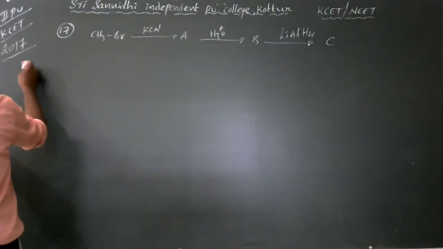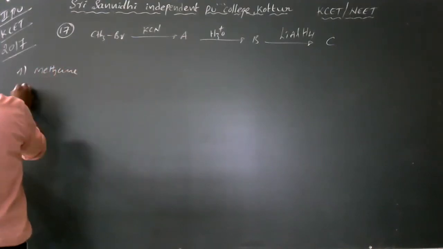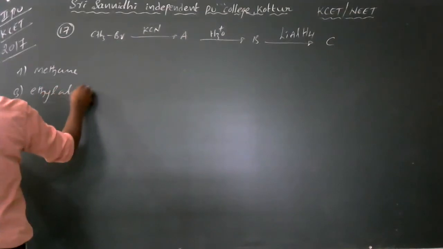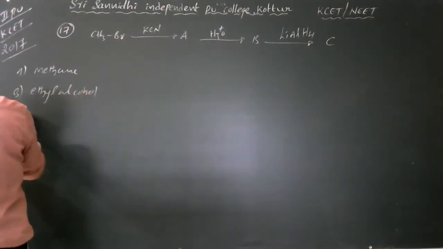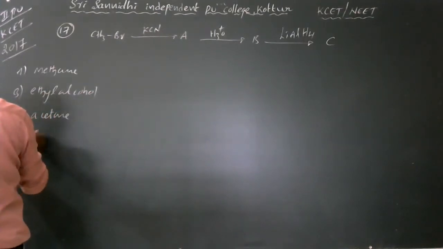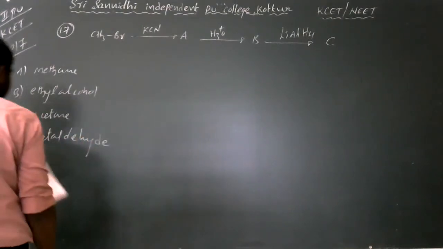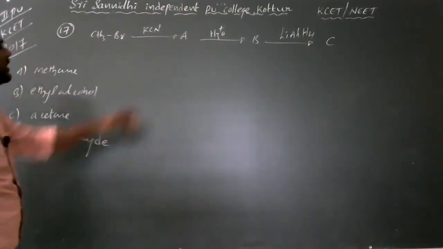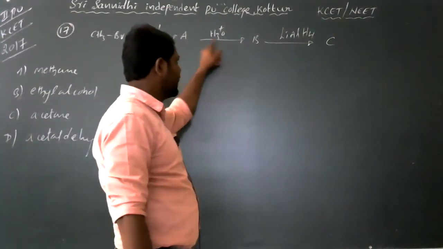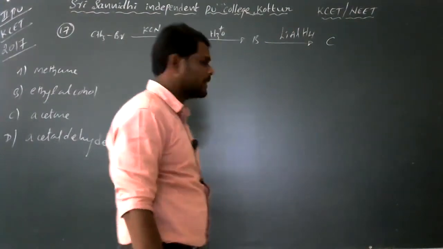Option A is given as methane. Option B is given as ethyl alcohol. Option C is acetone. Option D is acetaldehyde. Right. CH3Br, which is treated with KCN, gives A, and A undergoes hydrolysis with H2O plus to give B, and B reacts with LiAlH4 to give C. The end product C is what here?